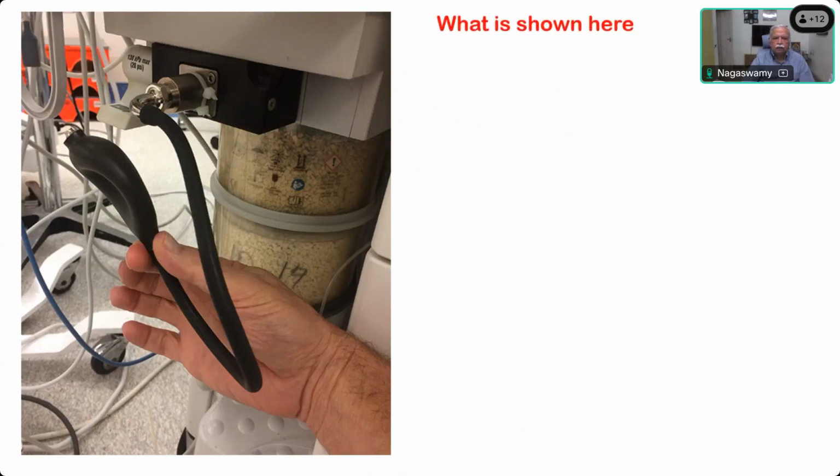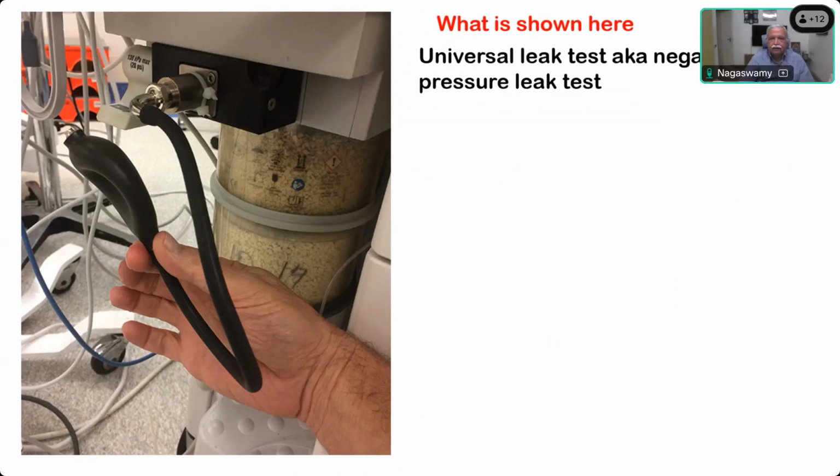What is shown here? Scavenging. Leak test, sir. But he is holding something in the hand. It's a negative pressure leak test, sir. Negative leak test. Yes, it's called universal leak test or negative pressure leak test. How is it done?